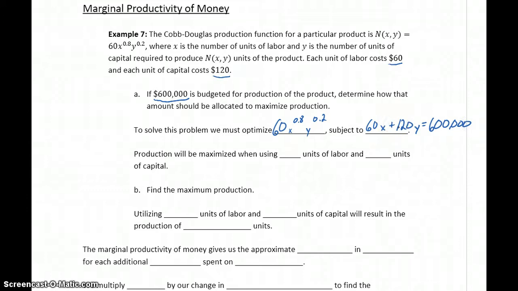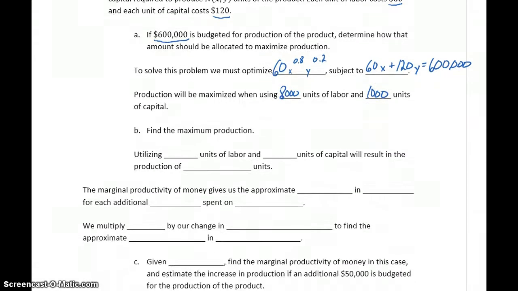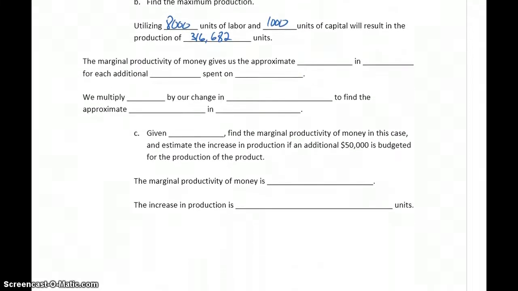So we go about setting up the problem the same as we did in example 6, and then in optimizing that function, we would find that production would be maximized when we use 8,000 units of labor and 1,000 units of capital. In that same step, the maximum production would also be output. So by utilizing the 8,000 units of labor and 1,000 units of capital, that maximum production would be 316,682 units. Again, you should repeat that example on your own. Make sure you can work through the steps to get those results.